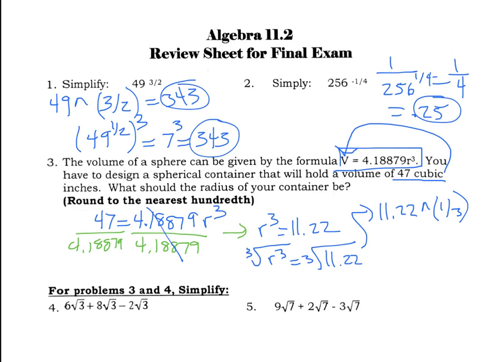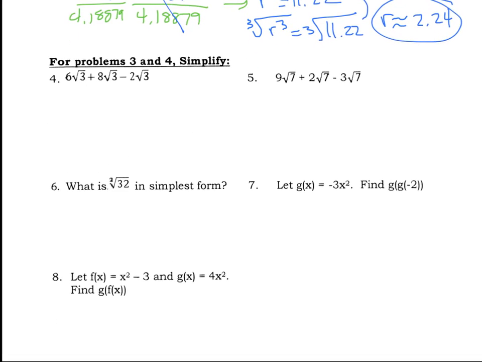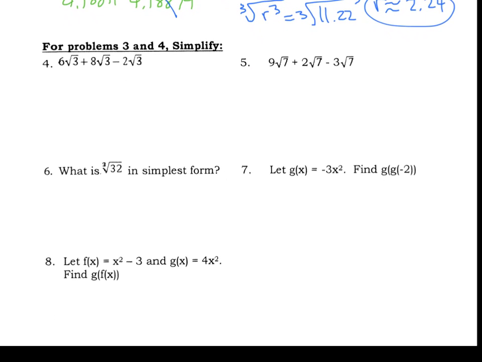And make sure you keep those fractions in parentheses. And R is going to be approximately 2.24 if we round. Okay. All right, moving along, a little bit more stuff with radicals. Problems 4 and 5 are going to be very, very similar to one another, and they ask us to simplify.